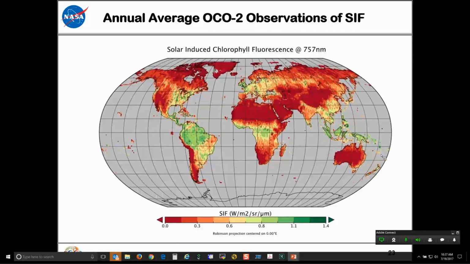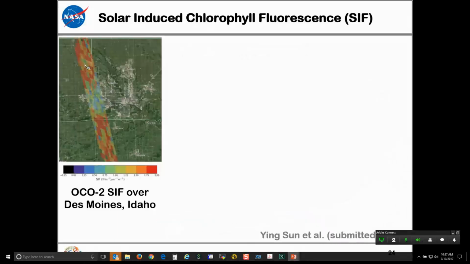We see the tropics, of course, with year-round activity there. Northeastern U.S., Western Europe, we see strong activity, and Eastern Asia during the spring and summer months. This shows some of the chlorophyll fluorescence work. As we overfly a city like Des Moines, Iowa, the cornfields around it fluoresce very, very strongly, whereas the city itself has much less chlorophyll fluorescence due to much less photosynthetic activity.